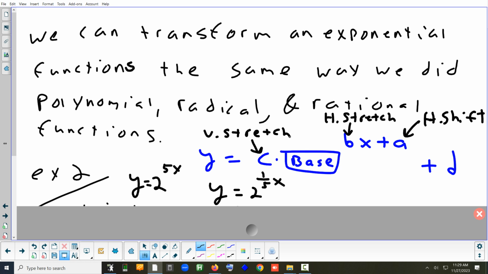This is also where reflections take place, right? Yes, if the B or the C are negative, you get reflections. If B is negative, that's a horizontal reflection. If C is negative, it's a vertical reflection. And how about D? Vertical shift. Right, that's a vertical shift.